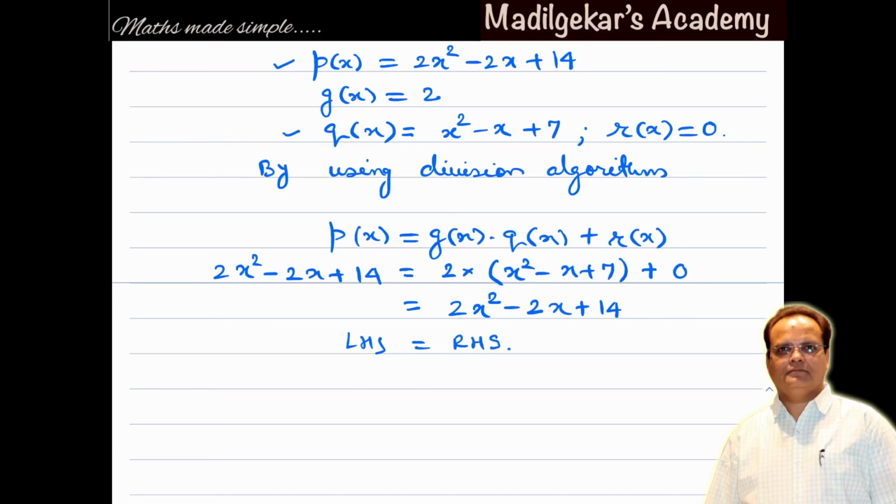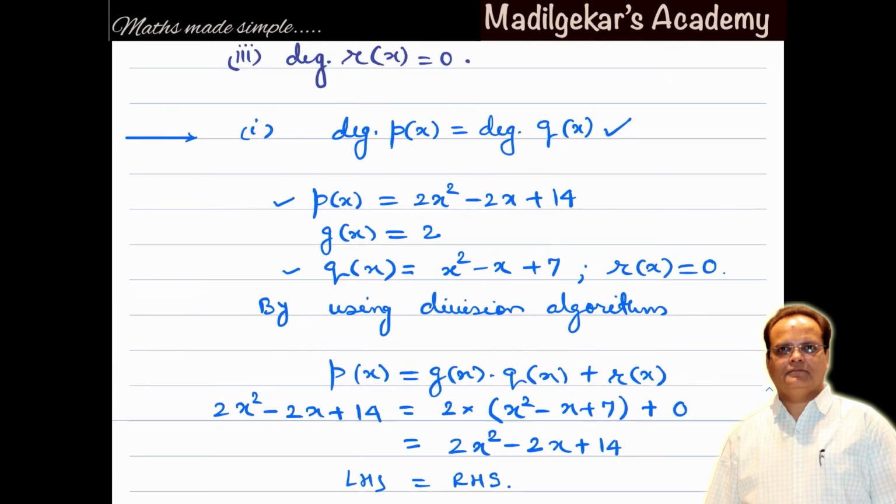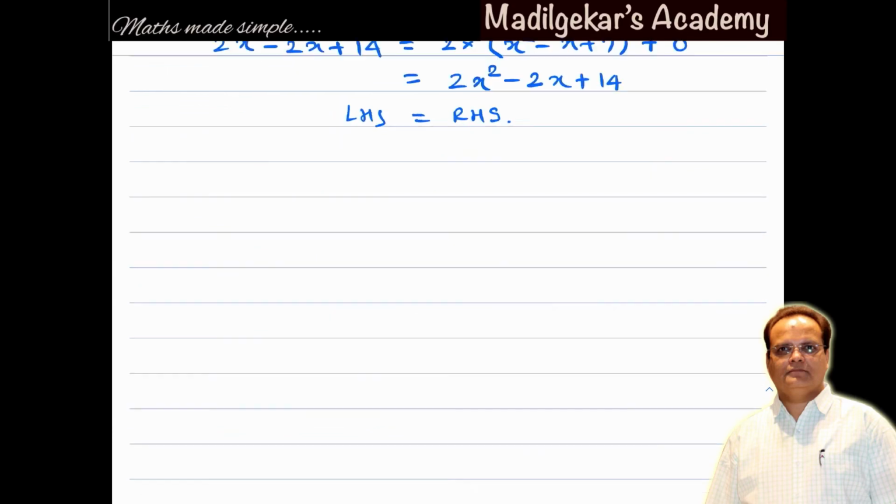So in this way, we can choose p of x, q of x, g of x and r of x, which also satisfy the condition that the degree of p of x is same as degree of q of x. Second bit, here we must have degree of q of x same as degree of r of x.